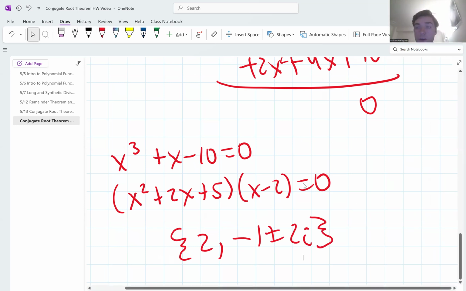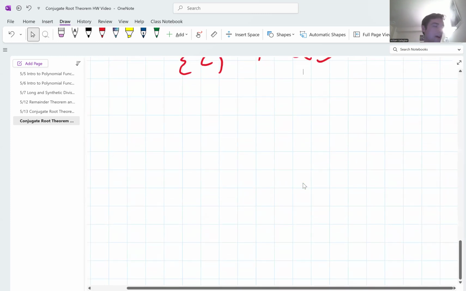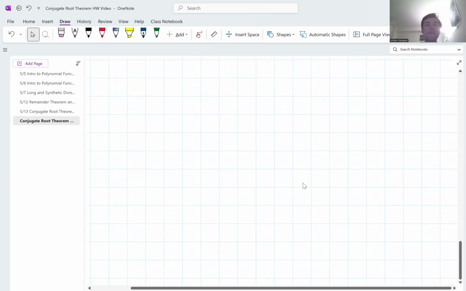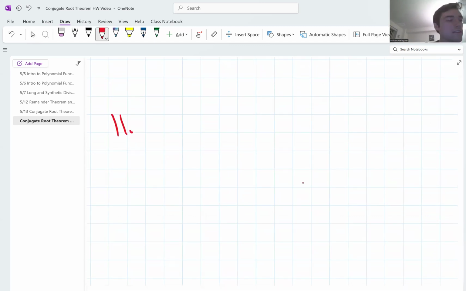So I'd say, pause it here, look back. The next question is also interesting. I will do that one as well. For the next one, we're told, right, similar idea. We're told that 3 plus i is a root.